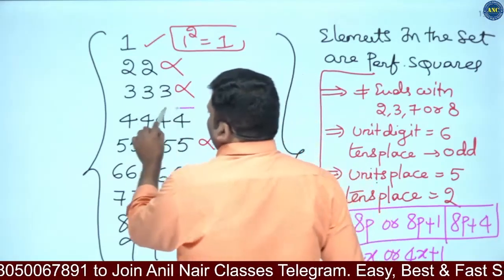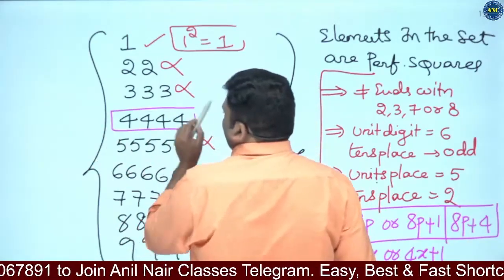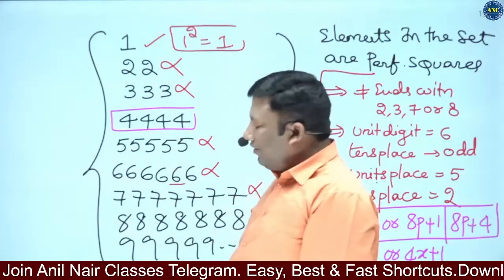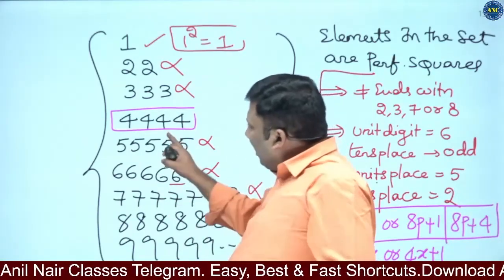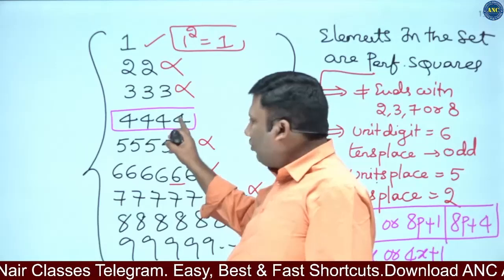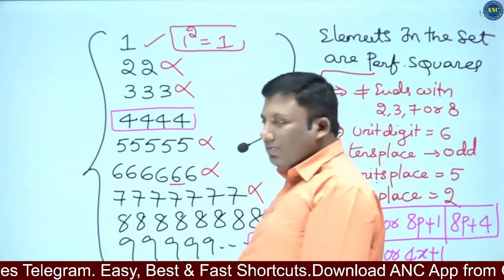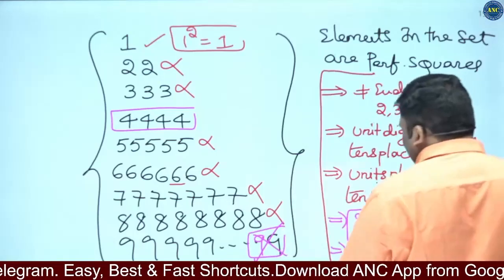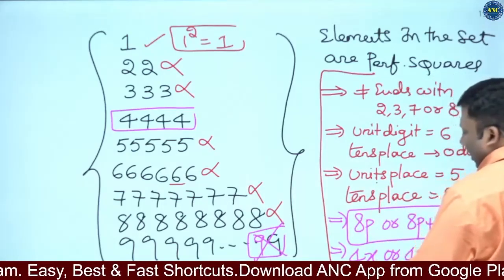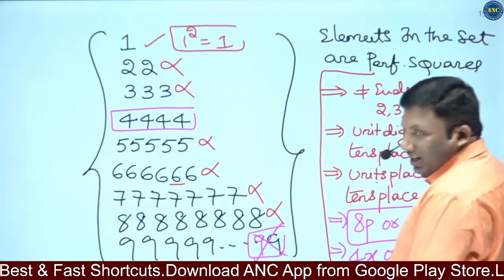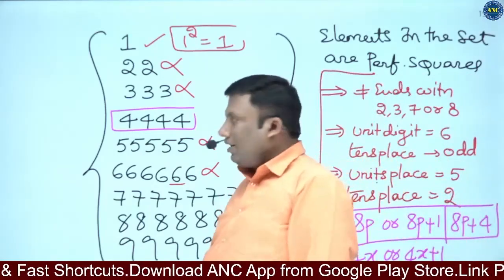The number is 4444. Last two digits 44. 4 11s are 44. 8 5s are 40, so 44 is 8p plus 4. That is also possible. Any perfect square when divided by 3 is either perfectly divisible or gives a remainder 1. 4 4s are 16, 3 5s are 15, remainder 1.